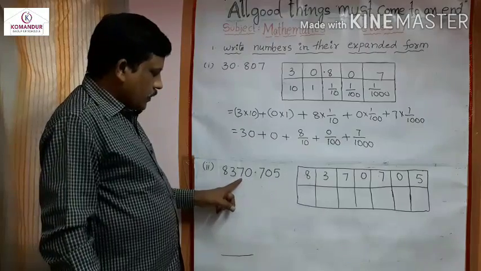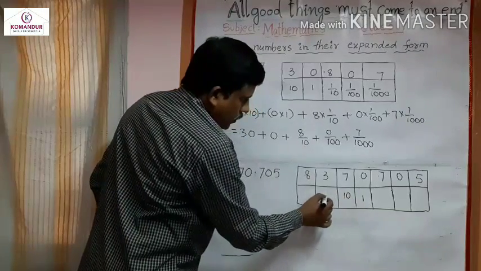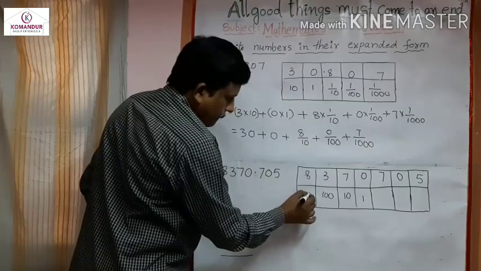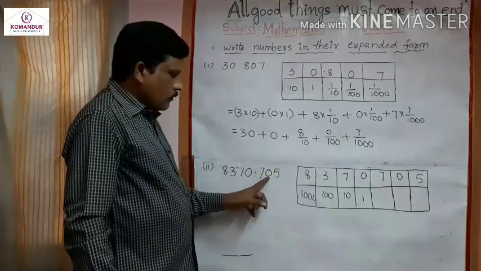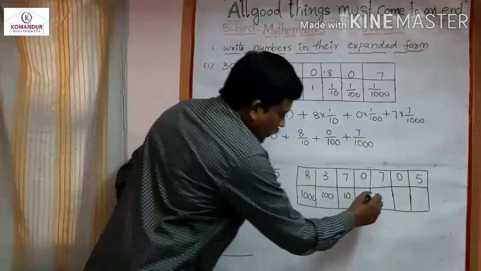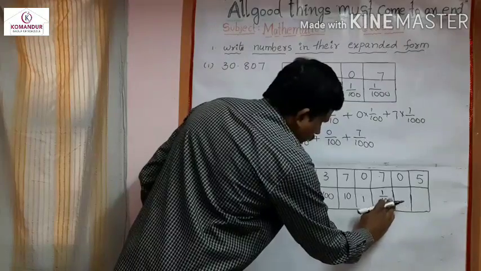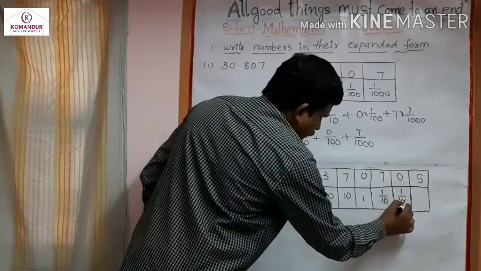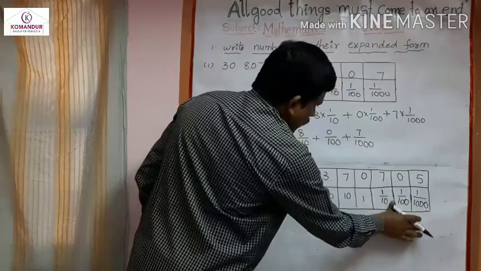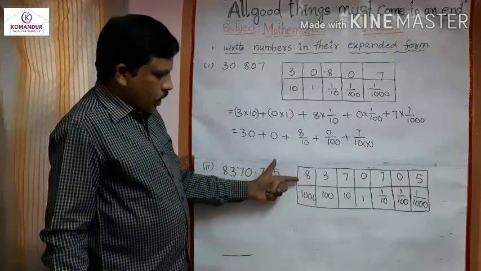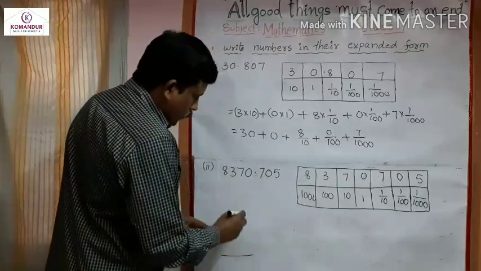Coming to the next question, see the decimal's left side: what are the numbers? Observe ones, tens, hundreds, thousands. So here 1, 10, 100, 1000. Now these are tenths: 1 by 10, 1 by 100, 1 by 1000. As usual we will multiply: 8 into 1000 plus 3 into 100 plus 7 into 10 plus 0 into 1.